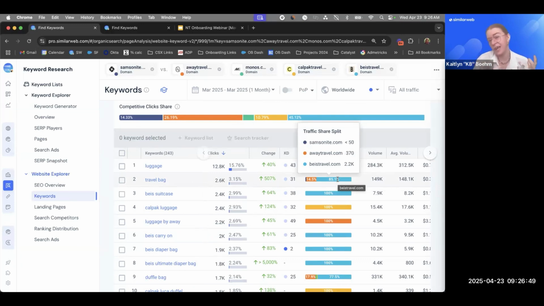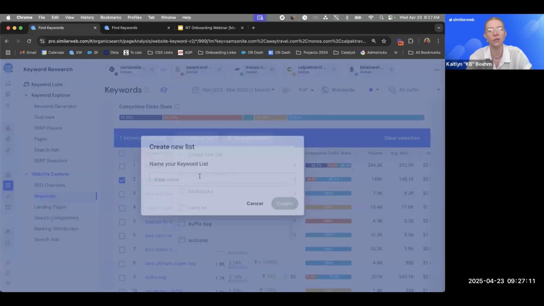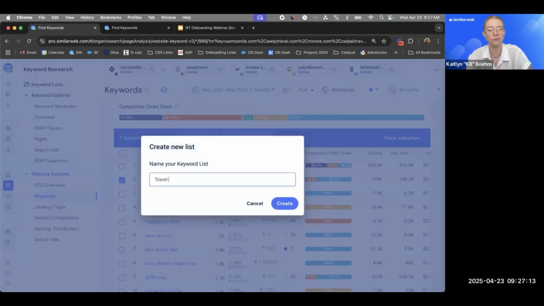And Samsonite doesn't get hardly any traffic for this right now. Base is running away with this term. So suddenly I have a term that I can use, I can deliver, I could potentially optimize as well, and that could be an action. And if I wanted to grab this term and I wanted to save it so I can always analyze it in the future, I can click on this. I can create a keyword list. I can call it, let's just call it travel bag for a moment.